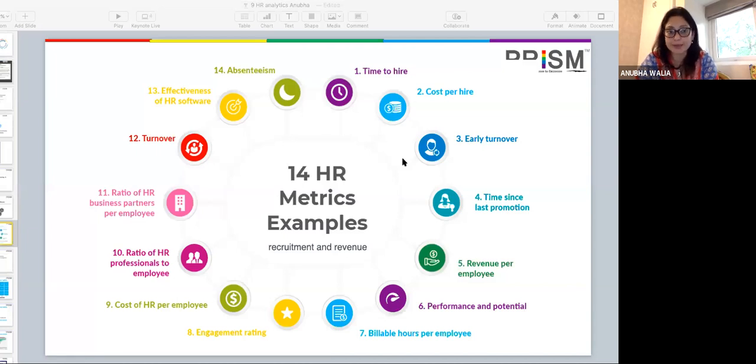Then there is also the cost of HR per employee. This is a very important metric, trust me, which shows the cost efficiency of HR, expressed in the form of money that you have spent. So do have that aspect also, right? And then we have the ratio of HR professionals to employees.